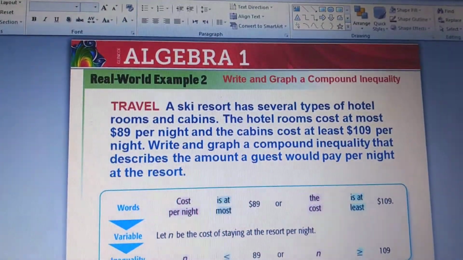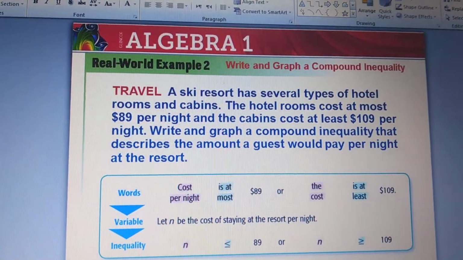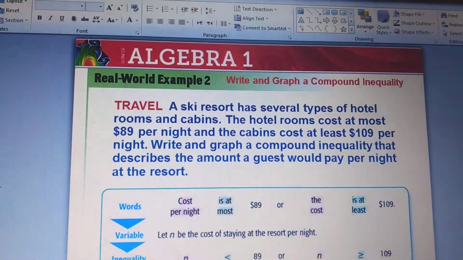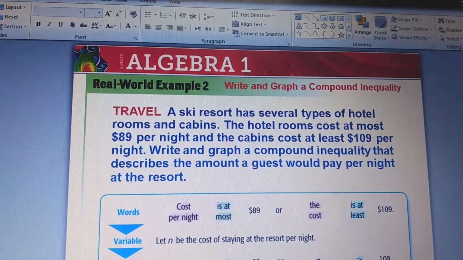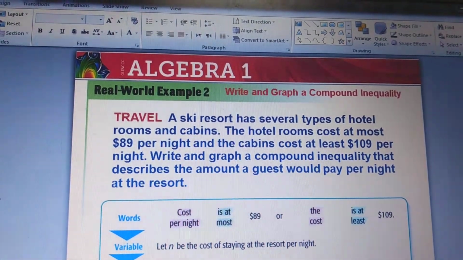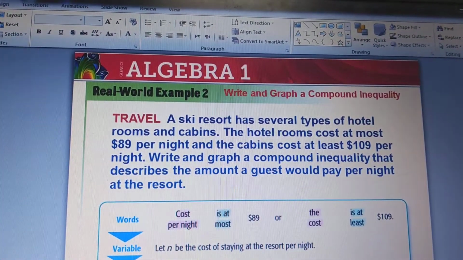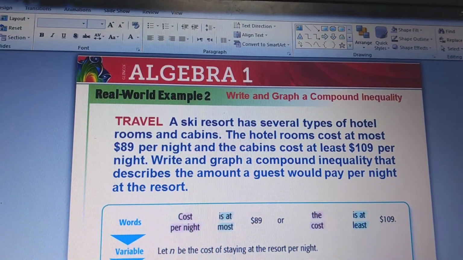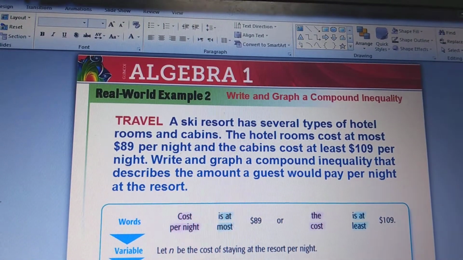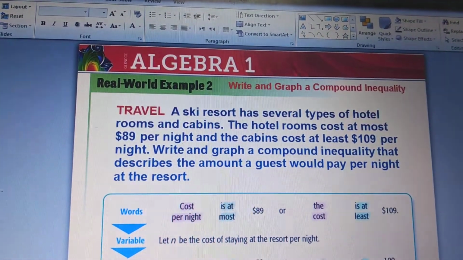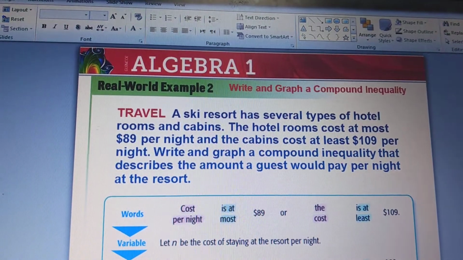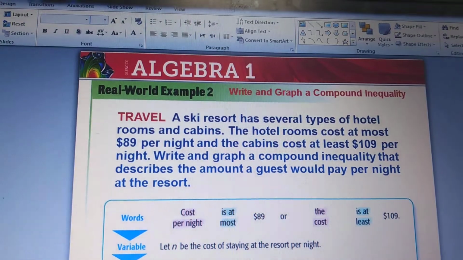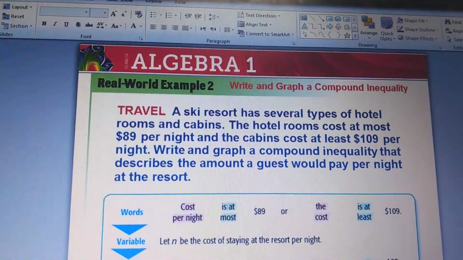Of course, here when he says the room costs at most 89, this means I will have a variable, any number. As you can see, he uses n, and at most means I am going to use less or equal. n less or equal 89. This is for the room. And for the cabins, he says at least, which means more or equal: n more or equal 109.